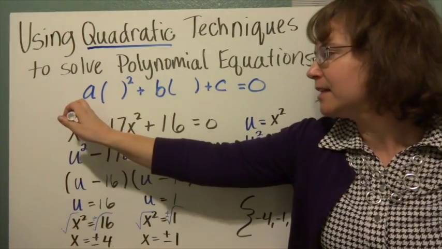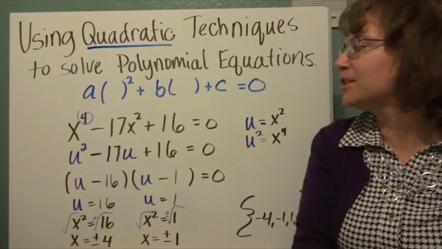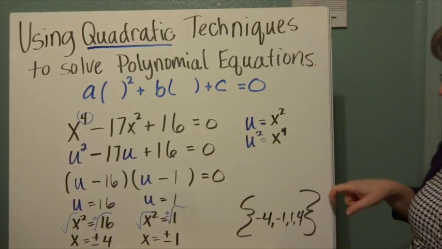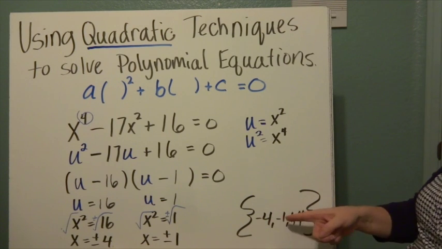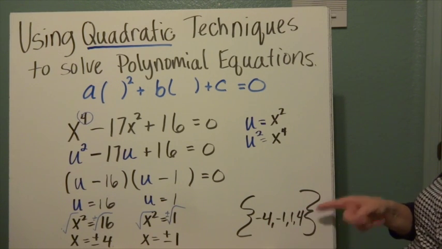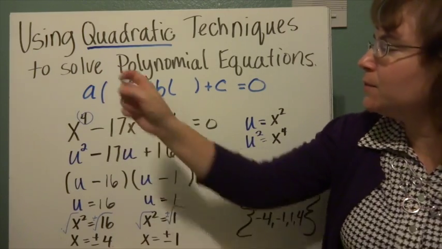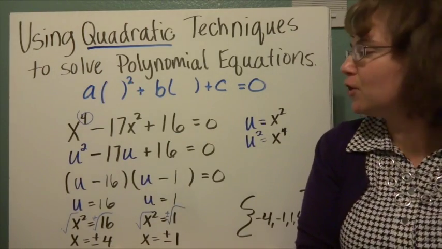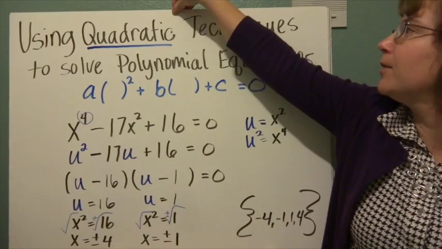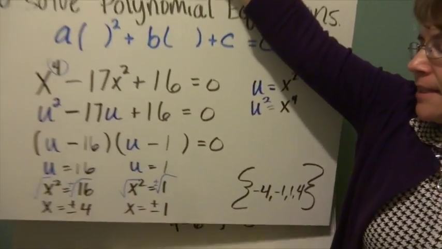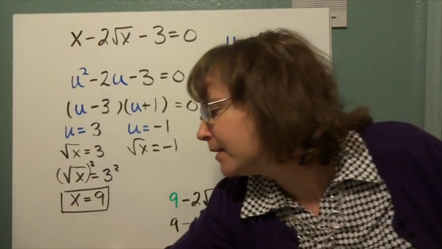And I expected 4 solutions because that's a quartic. And so my solution set is -4, -1, 1, and 4. So I used my knowledge of a quadratic in order to solve a 4th degree polynomial. Let's take a look at another example.